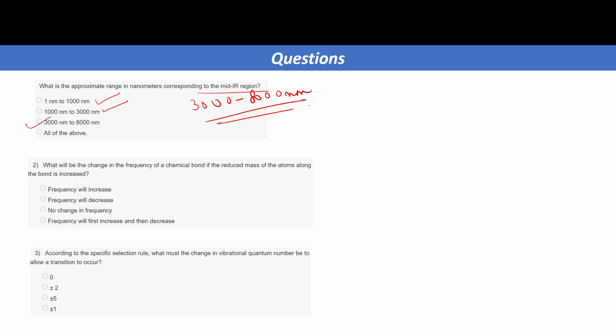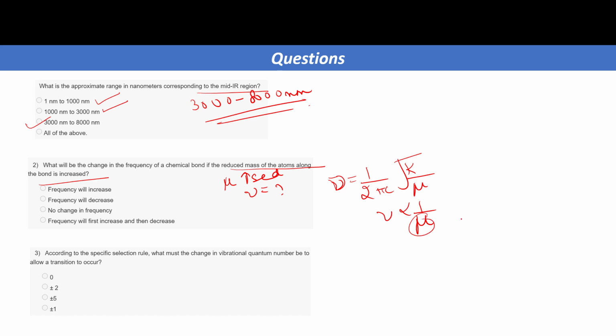Now next question, what will be the change in frequency of a chemical bond if the reduced mass of atoms along the bond is increased? We know how frequency is related to reduced mass: frequency is equal to 1 upon 2 pi c times root k by mu, and frequency is inversely proportional to reduced mass. So if reduced mass increases, then frequency will decrease. The answer is that frequency will decrease.